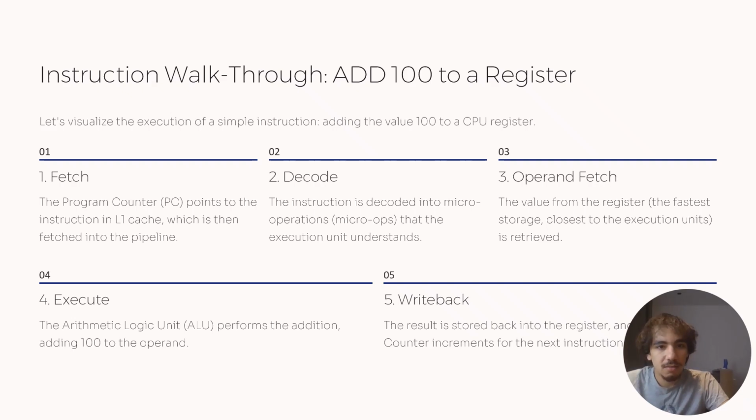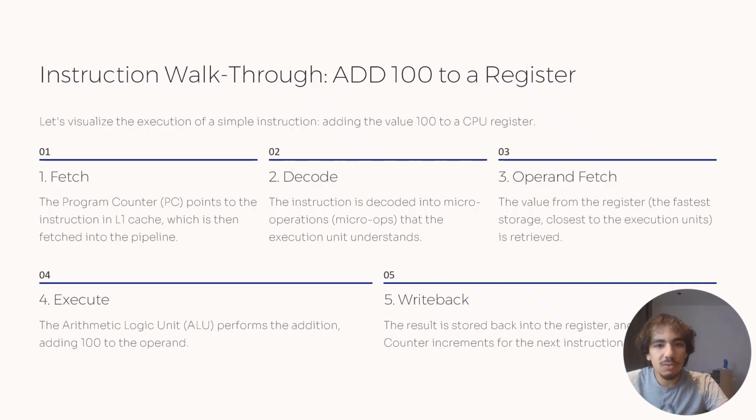Registers are the fastest storage locations inside the CPU. They sit right next to the execution units and can be read or written in a single cycle. If the needed value is already in a register, the CPU can access it almost instantly. If it isn't, the CPU may have to fetch it all the way from the memory, which takes far longer.